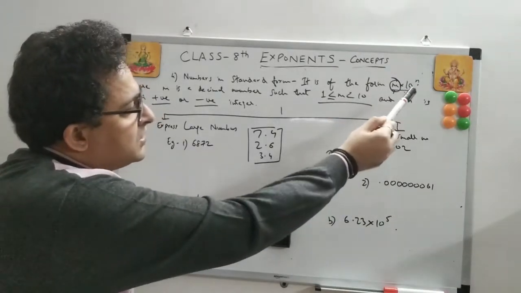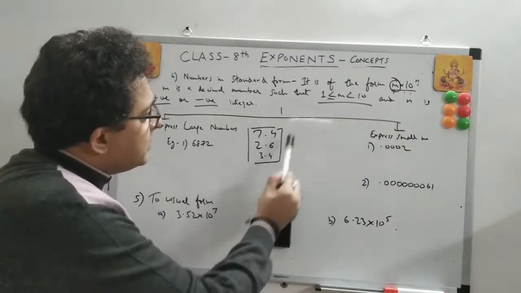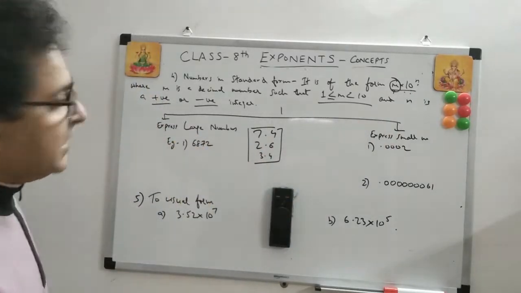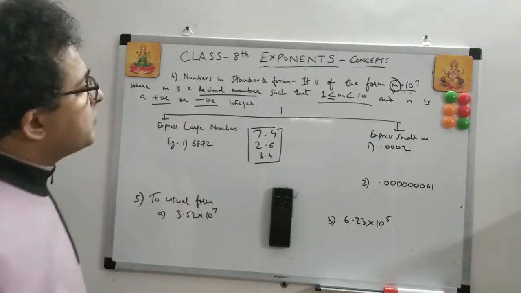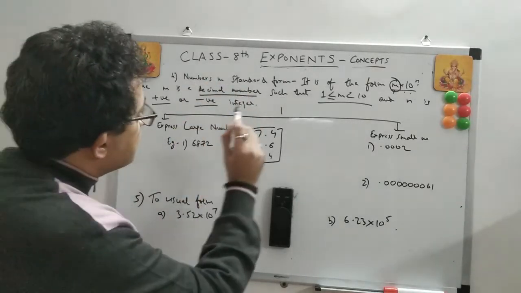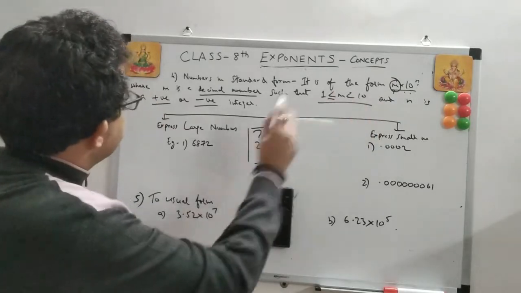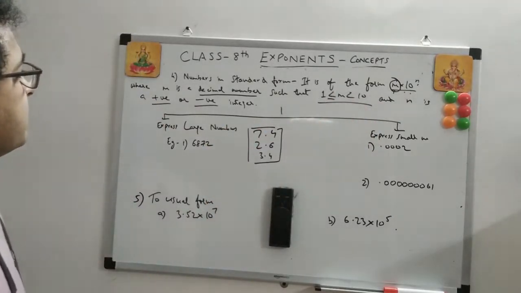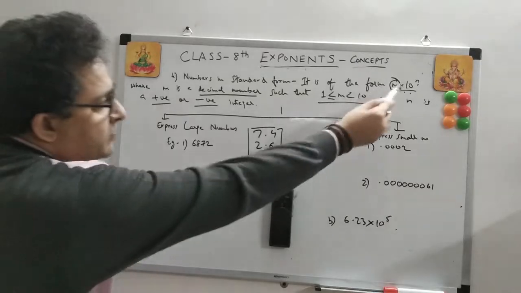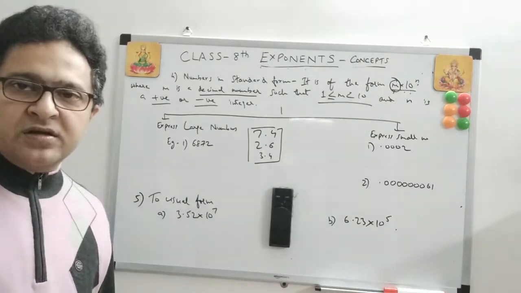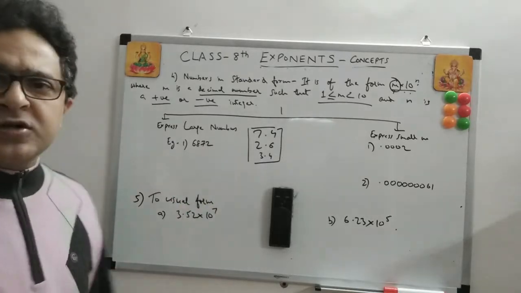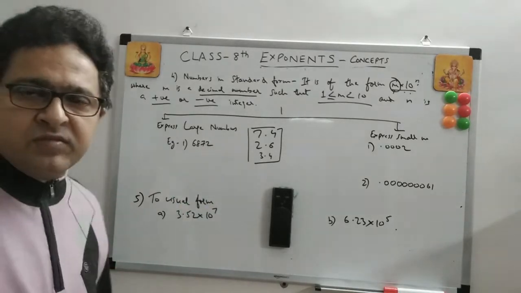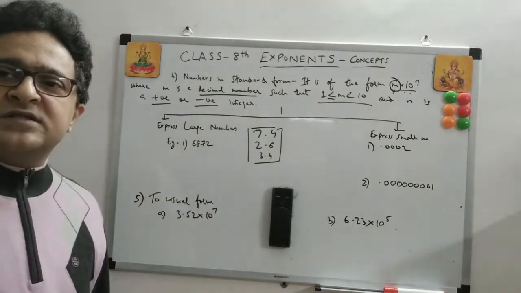Just remember the standard form is m into 10 to the power n. M is a decimal number in the form of m into 10 to the power n. And n is what? It can be a positive integer or a negative integer. N is the exponent, the power. So let's see 6872. This is the usual number. This is not a standard number. We have to convert this to a standard form.